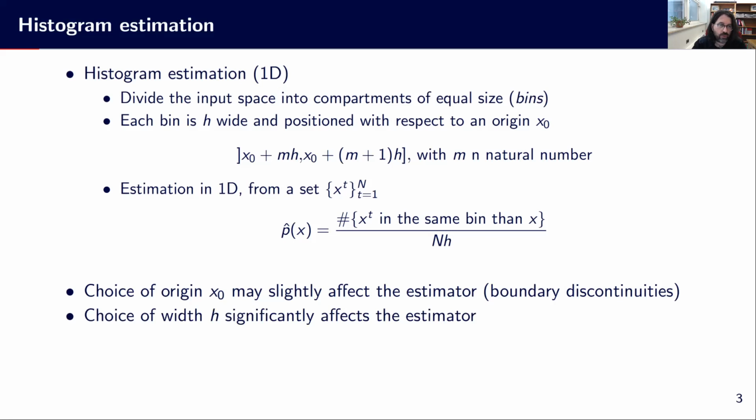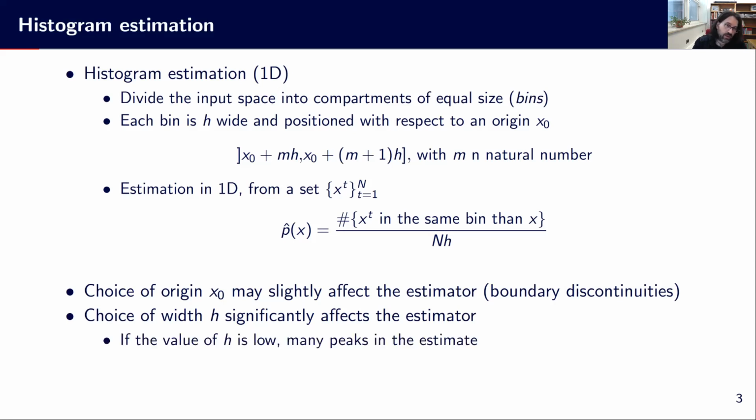The choice of the width h is significant. With really wide bins, we have far fewer bins, so the estimation in terms of counting the number of samples in each bin is much better. However, a big part of the space is approximated as a constant, since we have only a few bins. So the precision of our estimation is much lower.